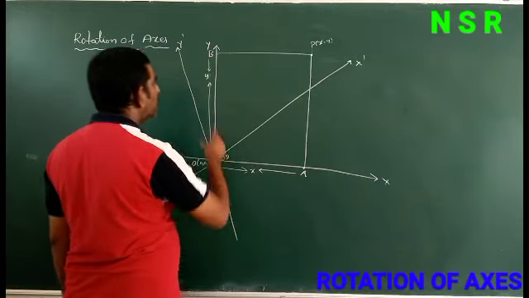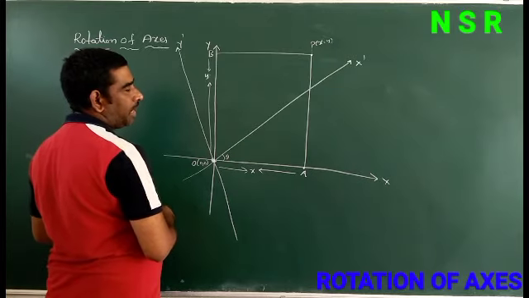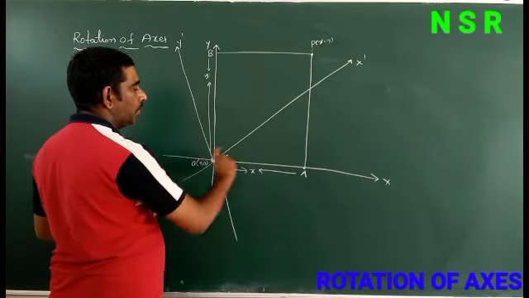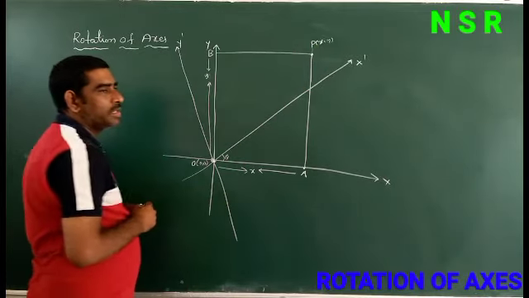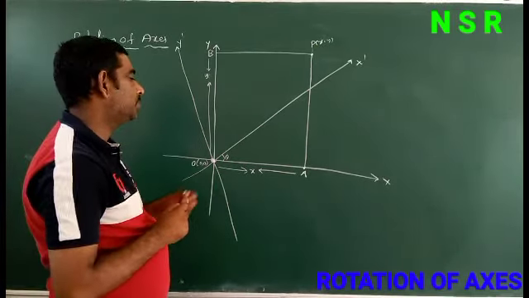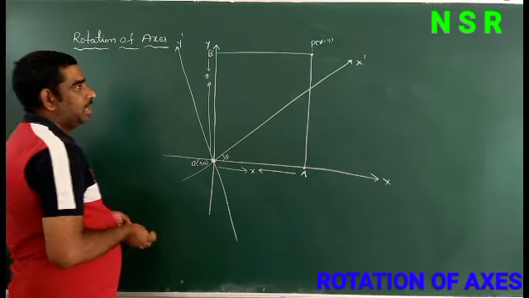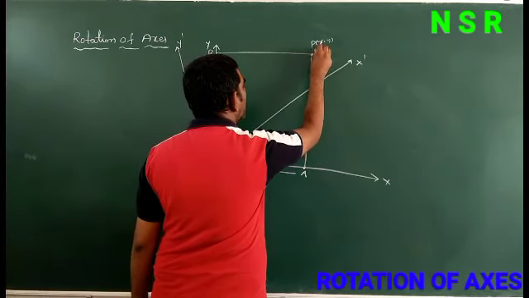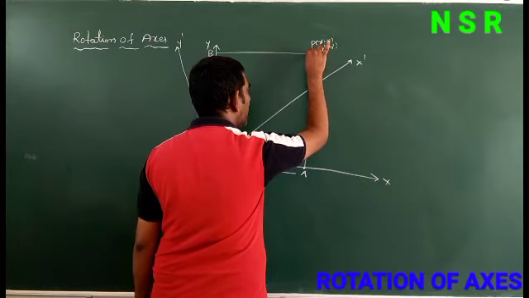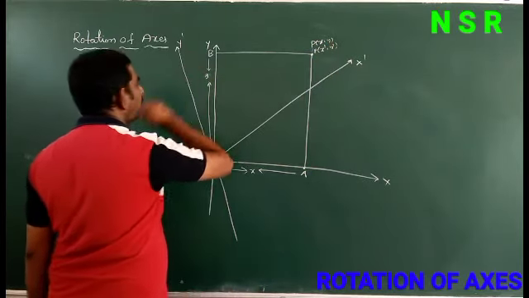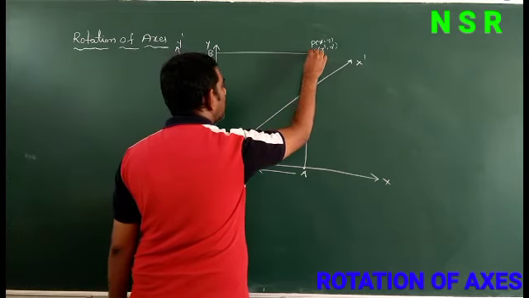Here OX, OY are the original axes. P(x, y) is the position of a point with respect to the original axes. Next, take another point here, that is P(x dash, y dash). It is the position of the point with respect to the new axes, x dash and y dash.